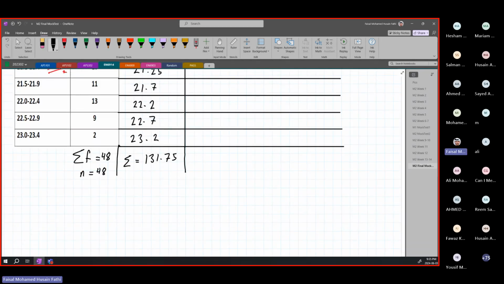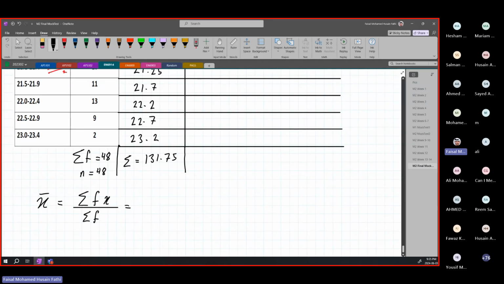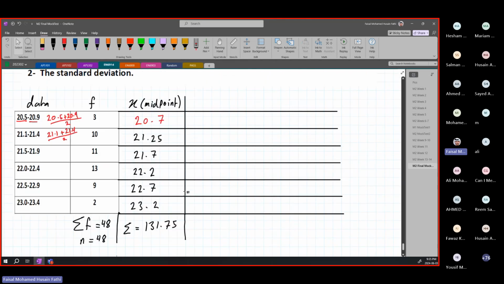Once we find the sum, remember the average. I'm pretty sure it's also given in the equation sheet, but just in case: the average, also known as x bar, is equal to the summation of f times x over the summation of f, or sometimes you can just say it's the summation of f times x over n. So we need to find f times x, and that's what we're going to do now.